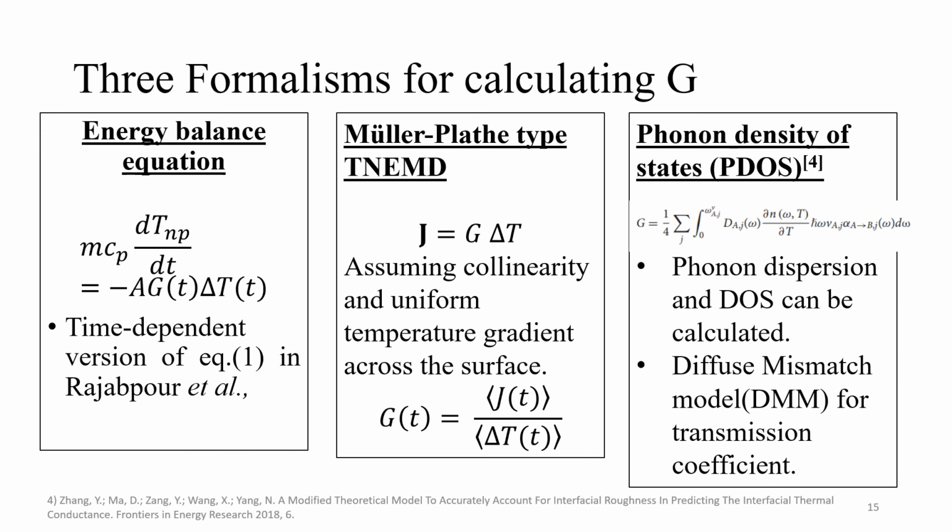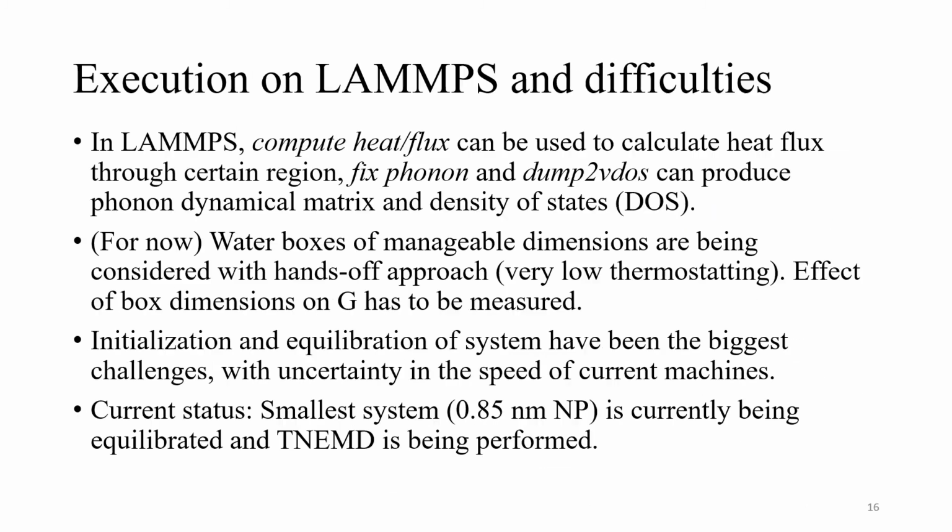The third feature that LAMMPS provides is calculating phonon dispersion and vibrational density of states. This is a bit tough, because at every time step we need to solve this equation. But since LAMMPS has a Python interface, we can calculate it at each time step. It takes a longer time, and our simulations might take longer, but this can be done. With the diffuse mismatch model, we can try to calculate G.